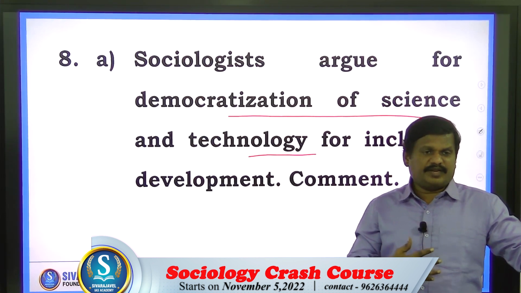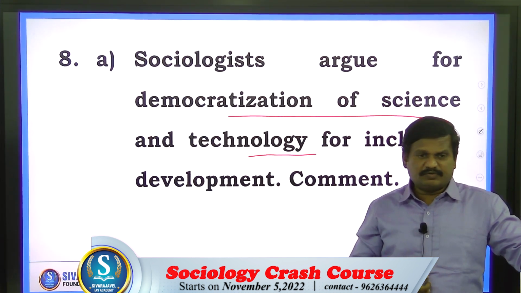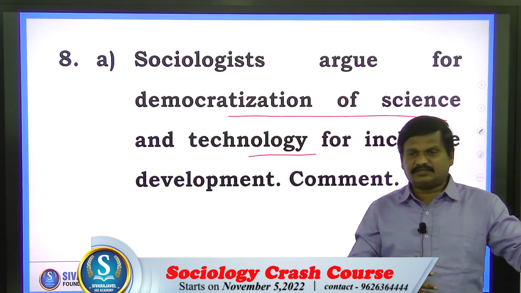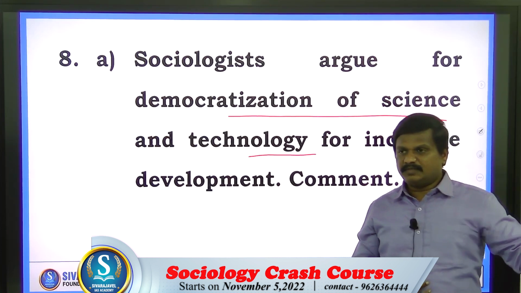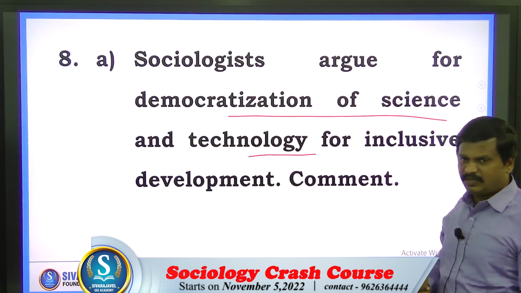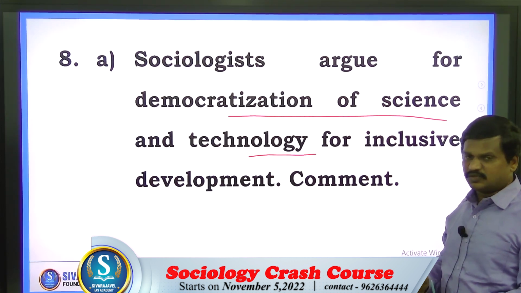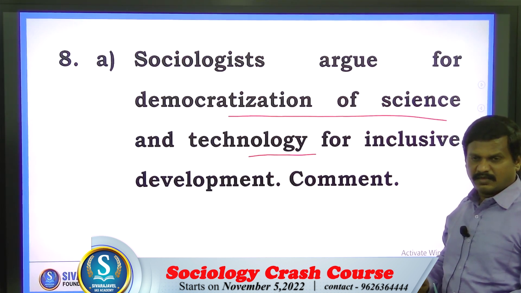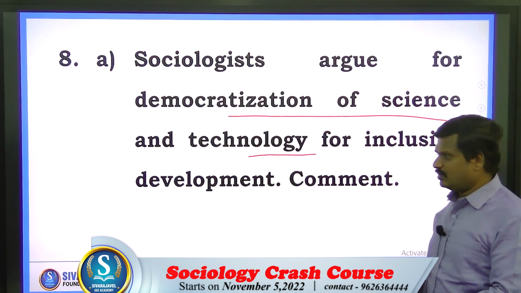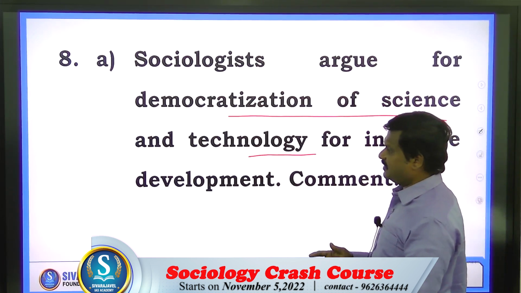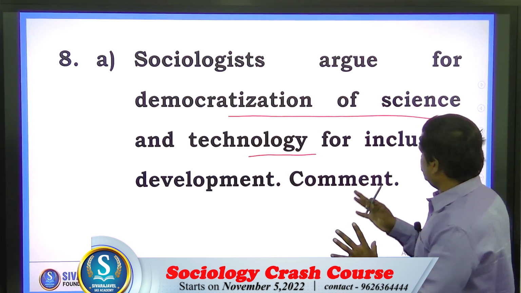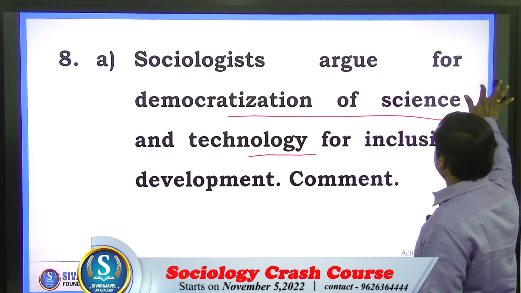So, we have to create reflexive institutions, which will be civil society, which will take into account the people's interest in science and technology formulations, right. So, science and technology will have to be people centric, it should not be money centric, or it should not be power centric. That is the scope of this question.